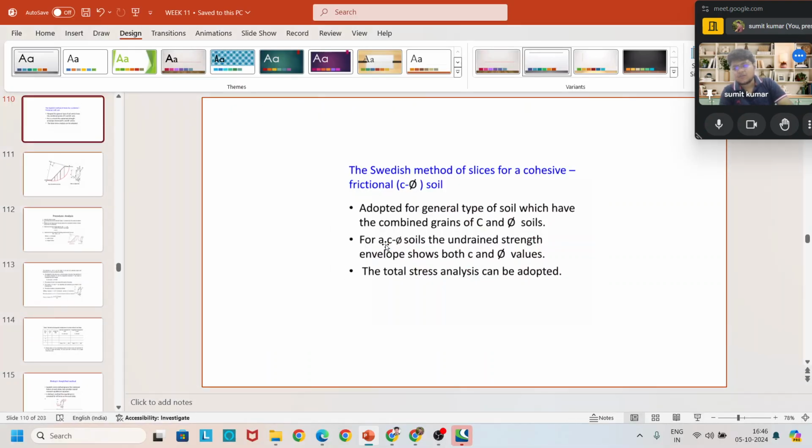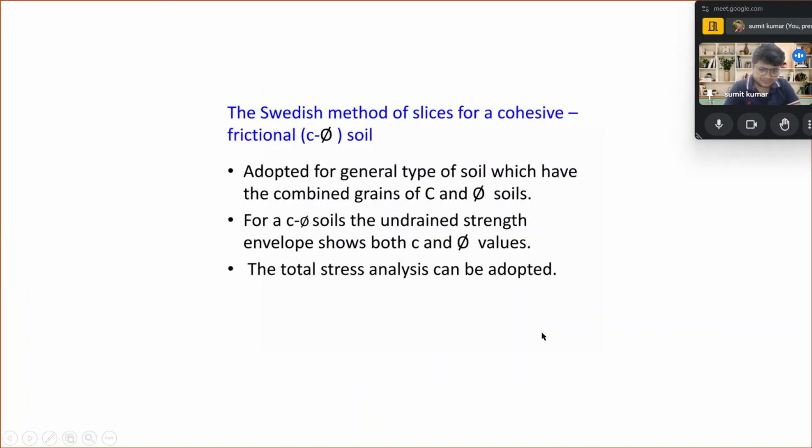When we see this method, we come to know that this type of soil is called c-phi soil, and for a c-phi soil, the undrained shear strength envelope has both cohesion and angle of internal friction. Obviously, we have read this in the triaxial test, where we plot the same, and the total stress analysis can also be done.